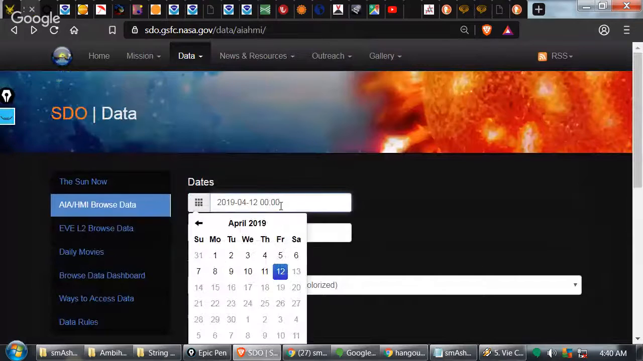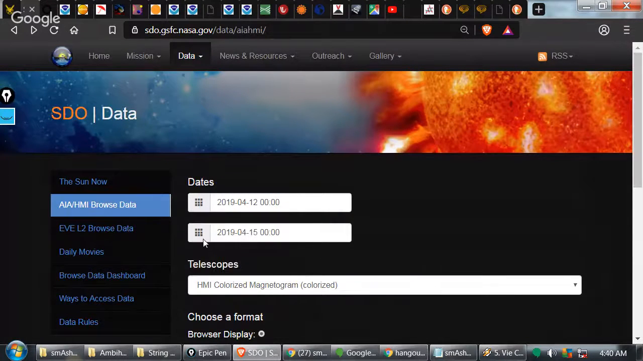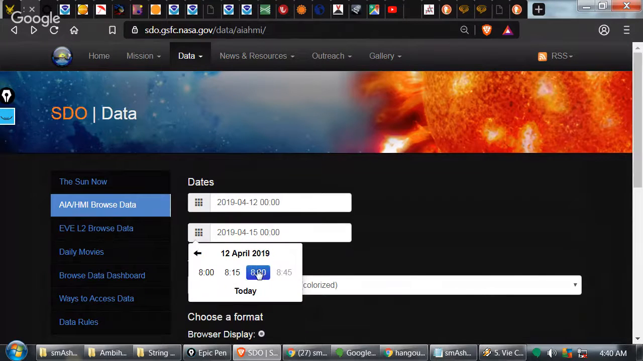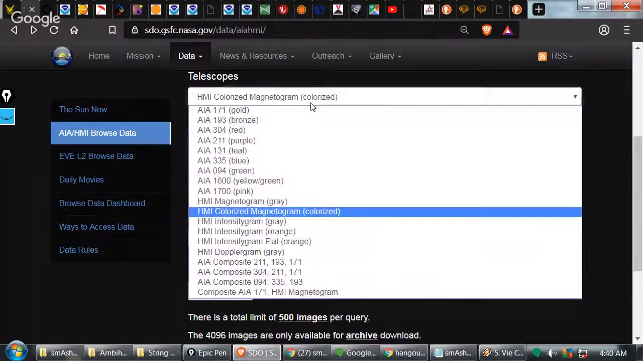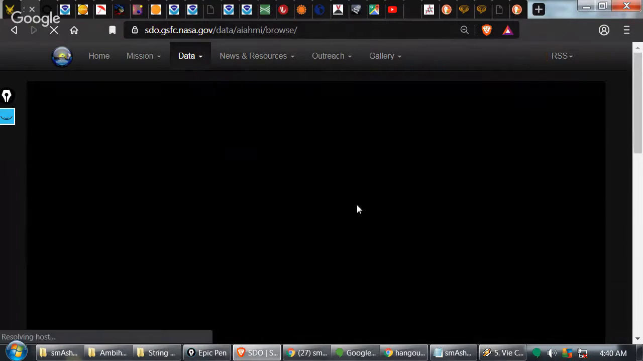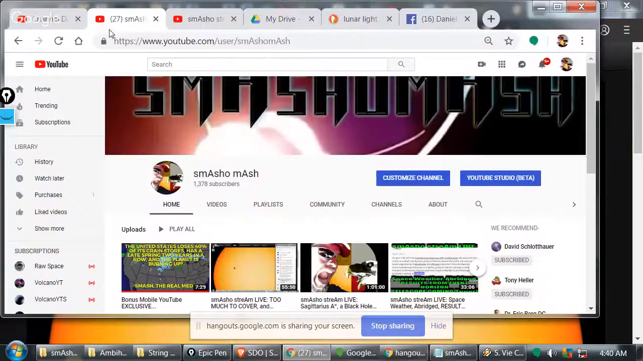Let's show you the rest of the data here, as we've amassed a little bit more. I'll show you the intensity gram here. And then I'll open up the chat to see who is hanging.